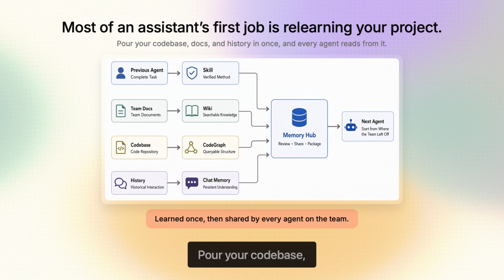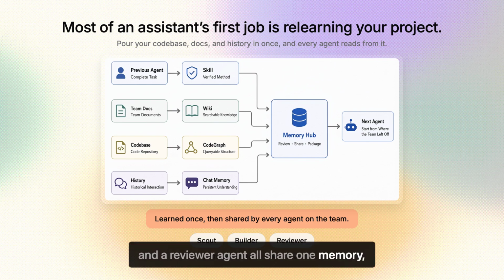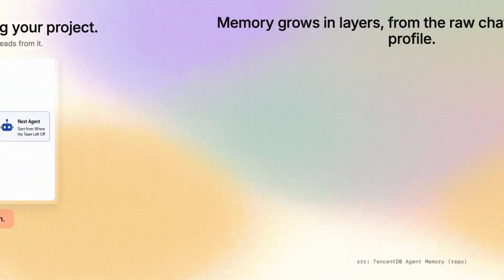Pour your codebase, docs, and history in once. After that, a scout, a builder, and a reviewer agent all share one memory, each adding what it learns.